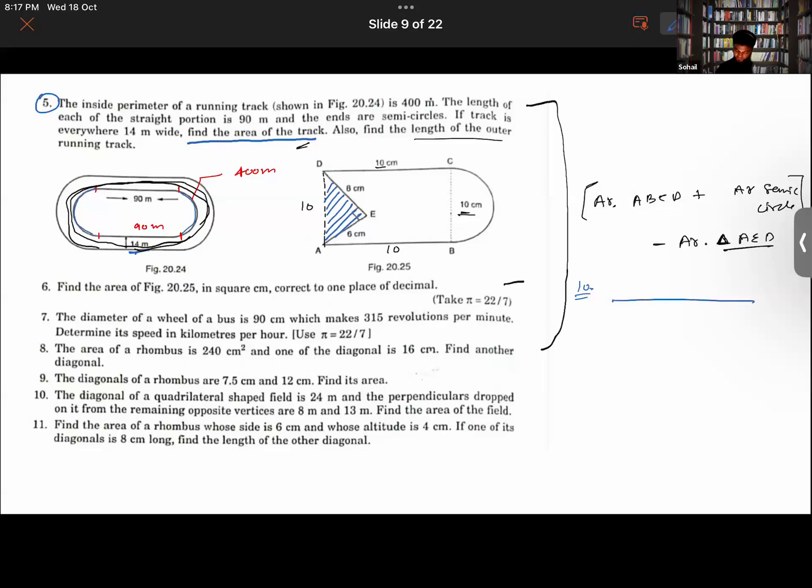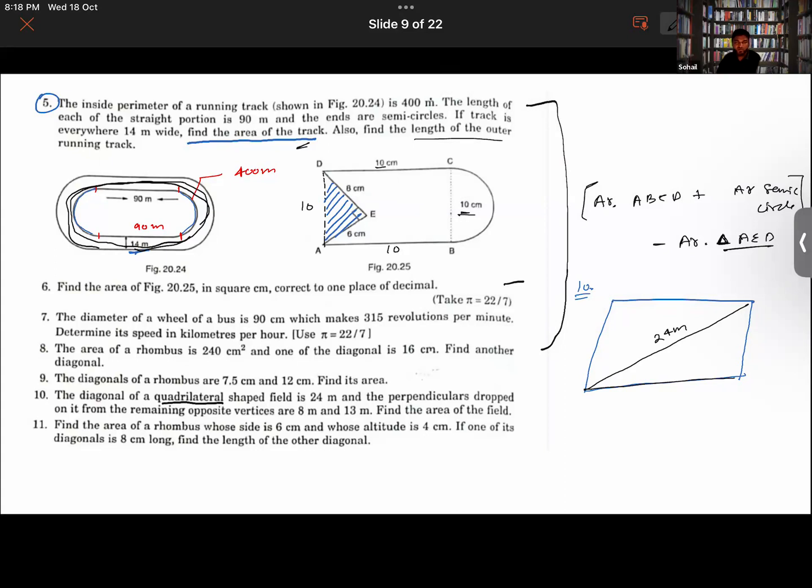Let's first draw the quadrilateral. Let's say it's a figure like this, not exactly resembling a parallelogram, somewhat different from it. Now in the question, the diagonal of the quadrilateral shaped field is 24 meter. This diagonal has been mentioned as 24 meter. One thing needs to be clear: we don't know what type of quadrilateral it is.